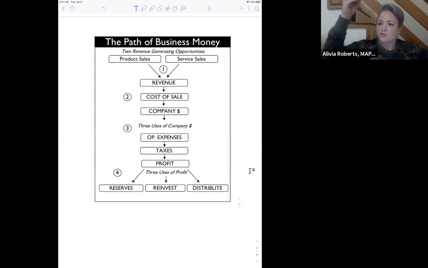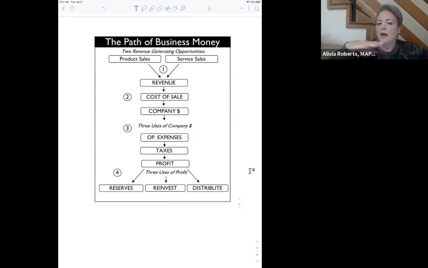So just as a quick recap, where do we start? Number one, print these two pieces off. What we'll do is I'm going to take a picture of the path of business money and the path of personal money, and I'll upload it under our hub, into the open source, so that you can print it, or just be familiar with that.